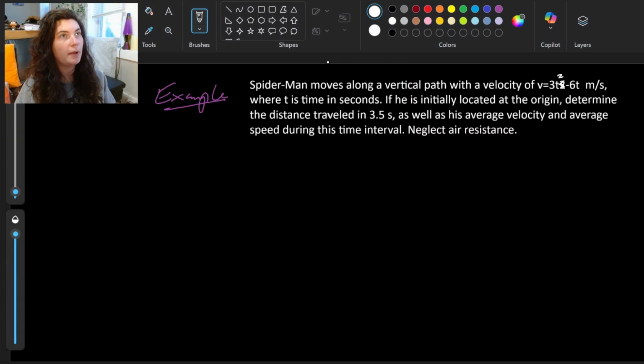So here we have Spider-Man moving along a vertical path with a velocity of 3t squared. Sorry, this is squared. It came through a little weird. 3t squared minus 16 meters per second, where t is time in seconds. He's initially located at the origin. Determine the distance traveled in 3.5 seconds, as well as his average velocity and average speed during this time interval. We're going to neglect air resistance.